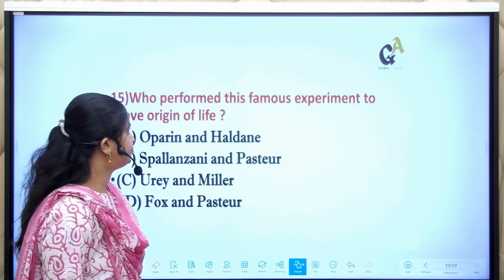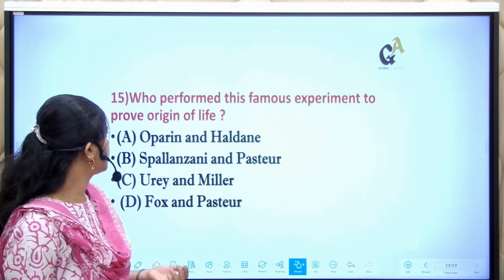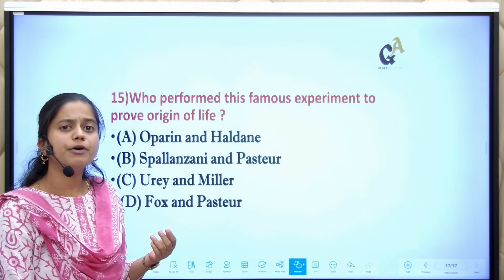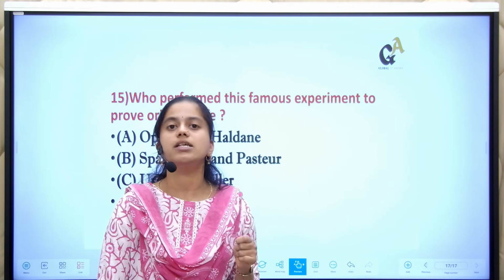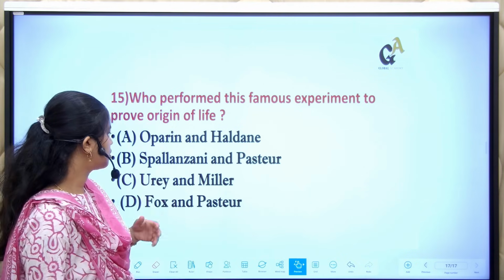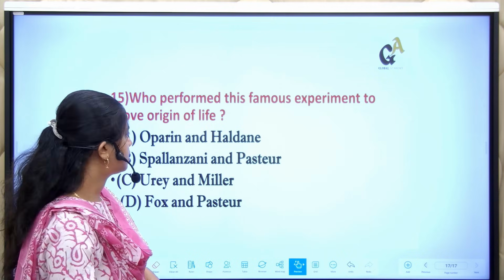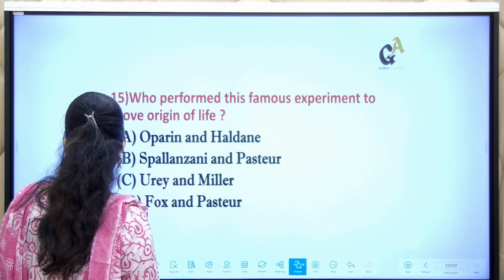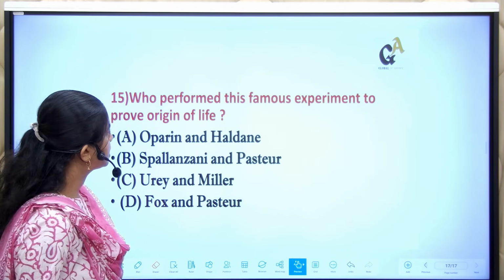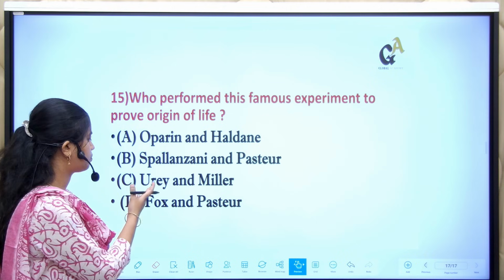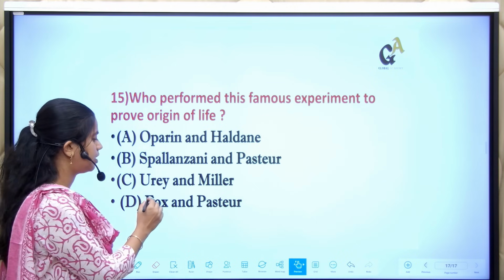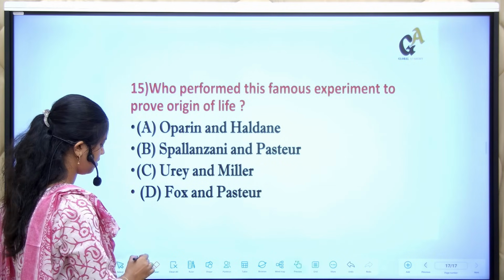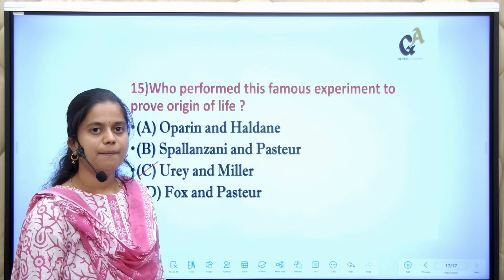Next, who performed this famous experiment to prove the origin of life? That is the meaning of the question. It is also a direct answer here. Option A, Oparin and Haldane. Option B, Spallanzani and Pasteur. Option C, Urey and Miller. And option D is Fox and Pasteur. So the answer is Urey and Miller. Option C is Urey and Miller.